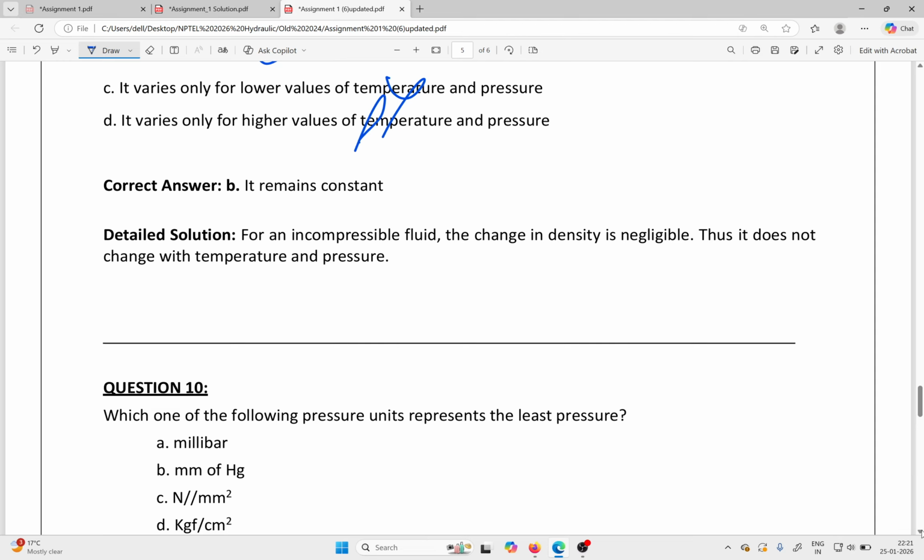Which one of the following pressure units represents the least pressure? Whether it is millibar, mm of Hg, Newton per mm square, kgf by centimeter square. Which is representing the least unit, minimum unit you can say, which is your millibar. Option A is correct for question number 10.